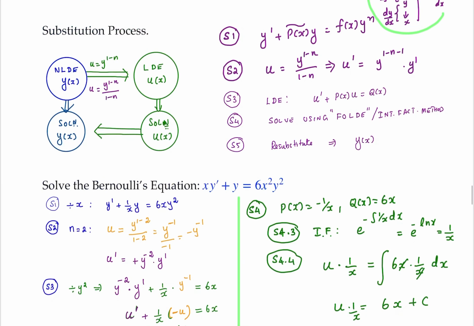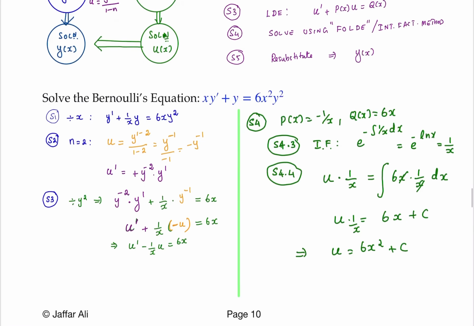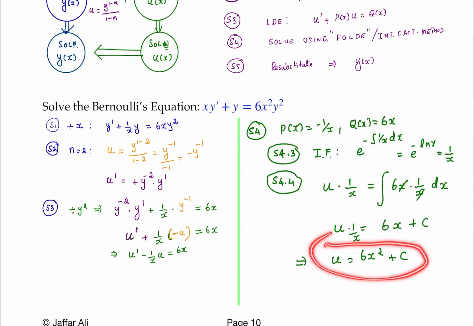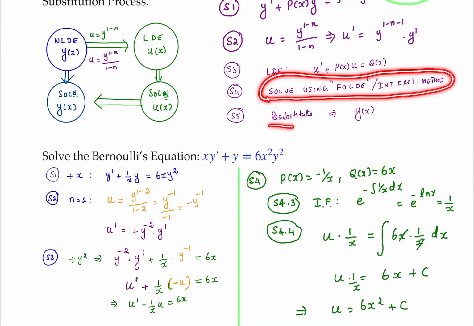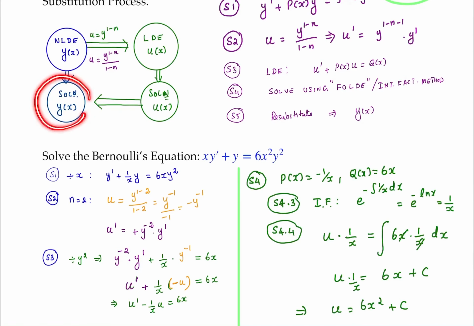So where we are in that step, if you take a look at this, we are right here. We found the solution u in terms of x, as you see there. And again, in this step, we are right here. We found the solution, right? Now we have to do resubstitution and get back to our y of x. That is the idea there. So we need to do this process right there.